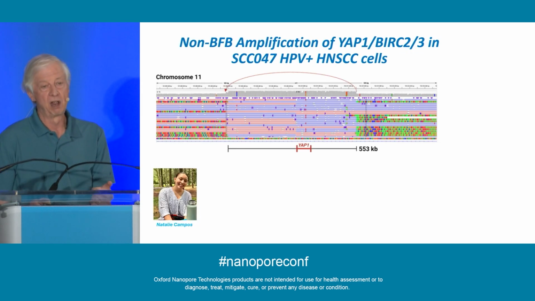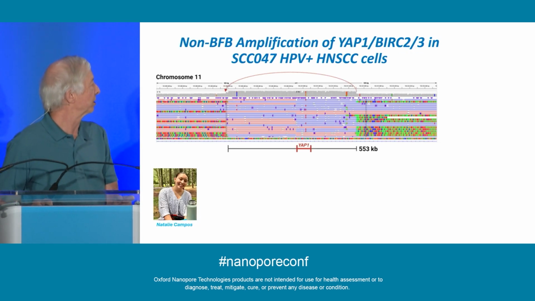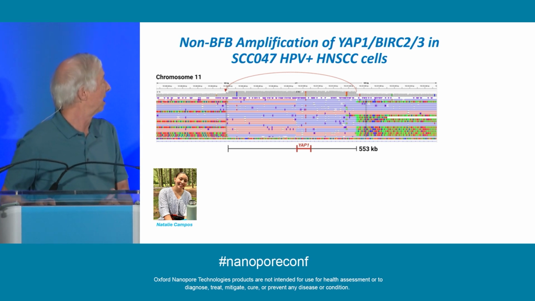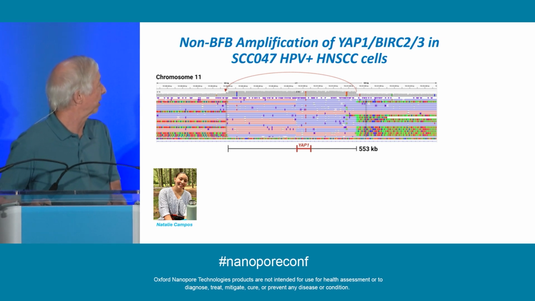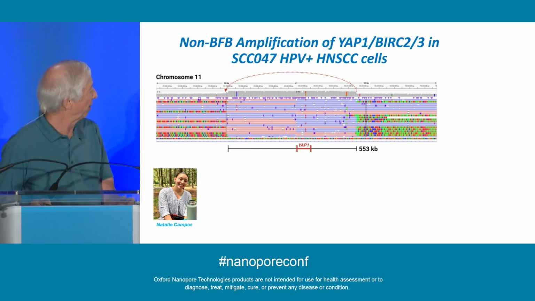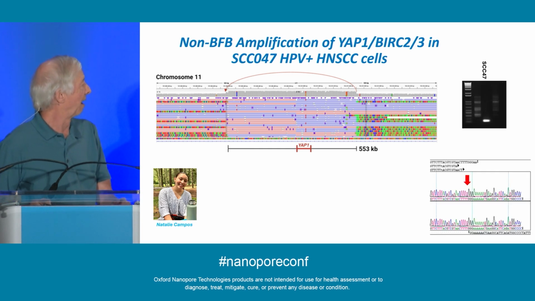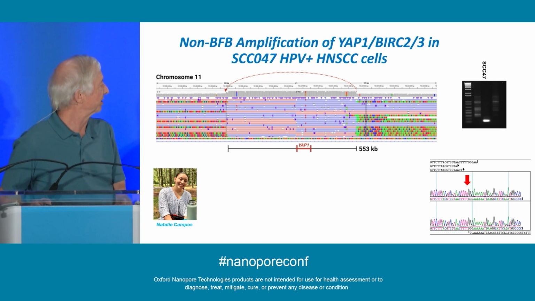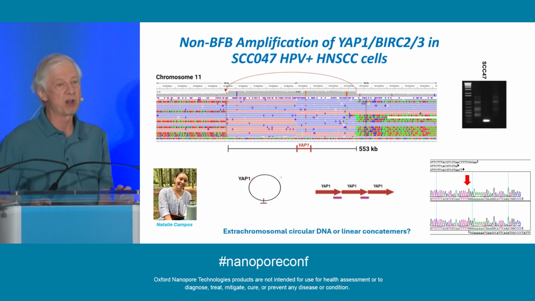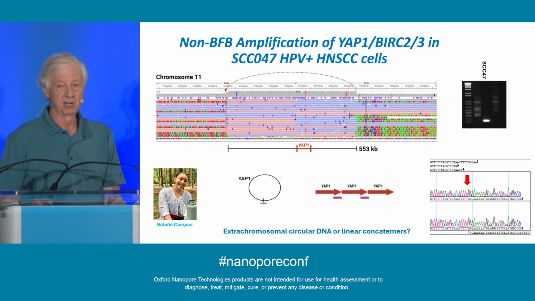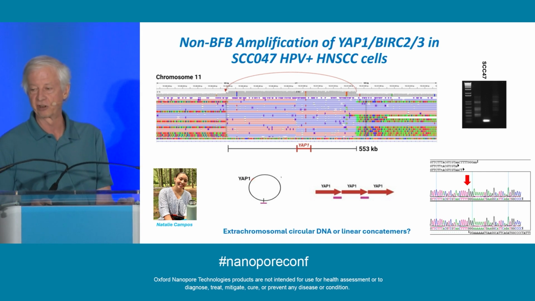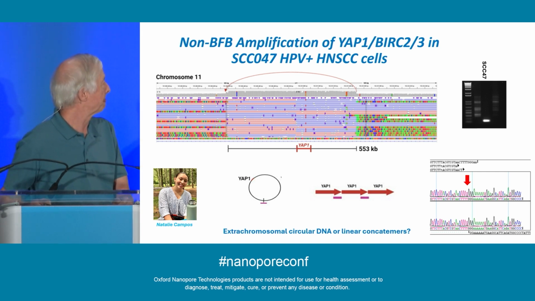We were surprised then when Natalie Campos, a summer student in the lab, identified amplification of YAP1 in an HPV positive head and neck cancer cell line that was not BFB, but actually involved a circular molecule predicted to be of 500 kb. She amplified and sequenced that breakpoint by Sanger sequencing, but we don't know: is it a circle of extrachromosomal circular DNA, or is it a concatemer of molecules? And actually, Sergey told me just yesterday that we can use Pore-C to figure this out.